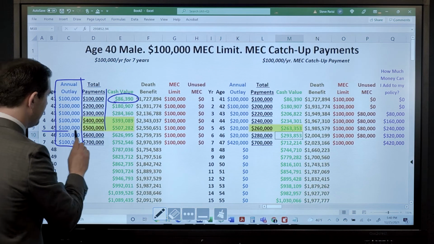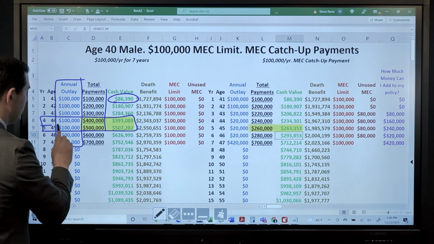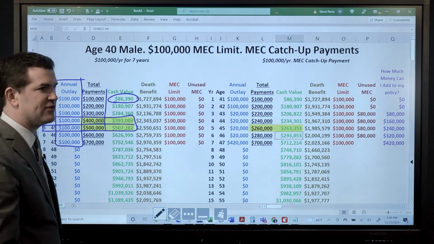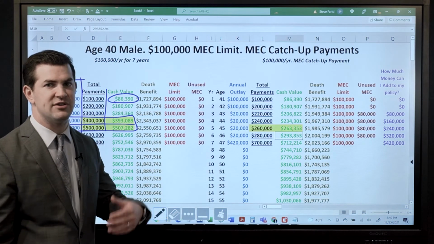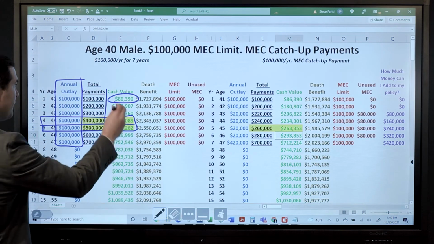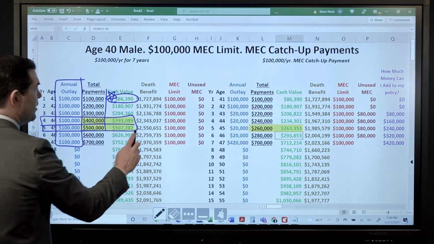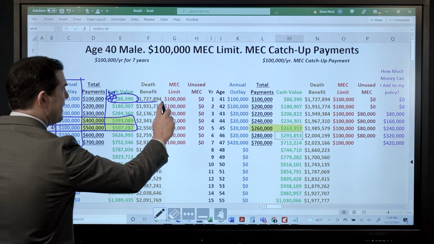Breaking even between years 4 and 5, which means it's designed for maximum cash value. A lot of investors and business owners love these types of designs because the opportunity cost, that money is there for them. They can actually use it. There's the death benefit. There's your MEC limit.